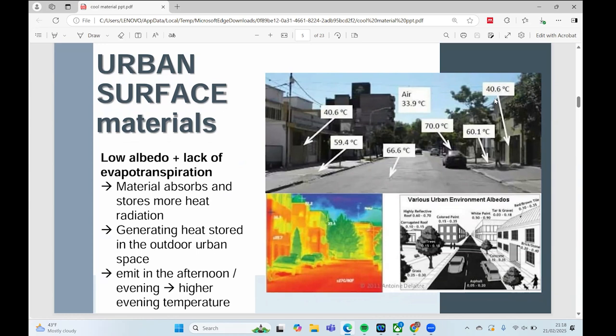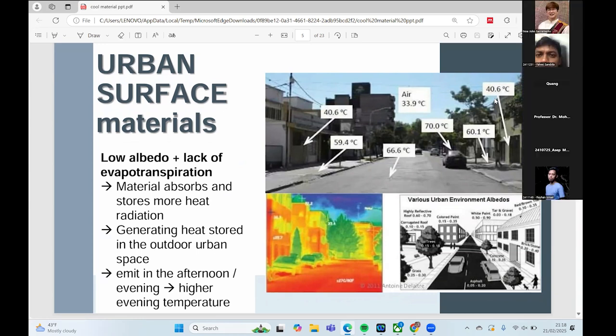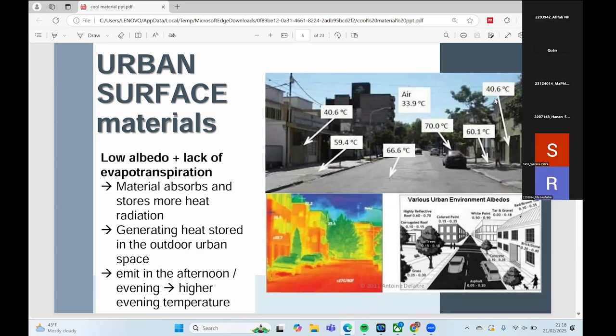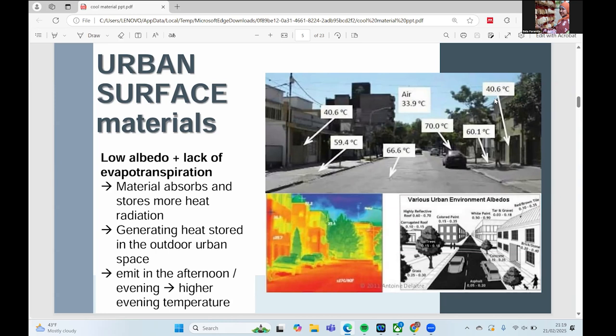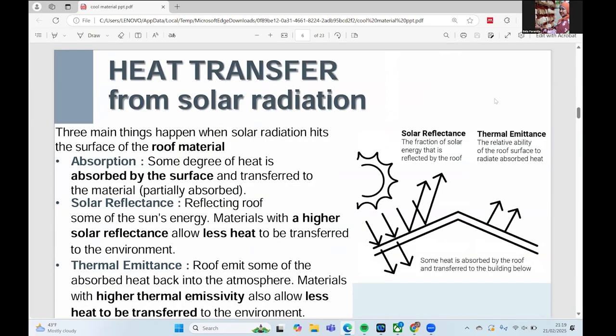It means we need to make a diversity of materials, because when we are generating heat stored in the outdoor urban space, people are going to feel not so comfortable. So it's going to be like that only during the afternoon. In Jakarta and Bandung, where I live, the heat trapped inside the city is going to be released around 2 p.m., not released at 6 p.m., but 2 p.m. So the heat is really, really trapped inside the city.